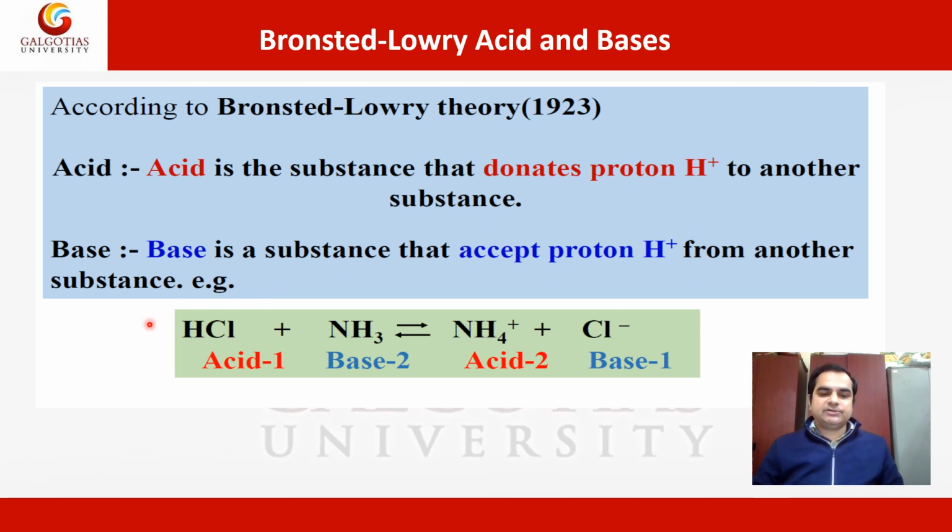As we can see in this section, when HCl reacts with ammonia, they produce NH4+ ion plus Cl- ion. In this case, HCl is the acid, and when it donates the proton, it forms the base after losing the proton, and ammonia is accepting it. So in this case, the reaction is reversible.